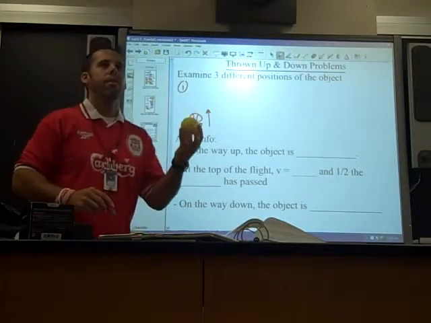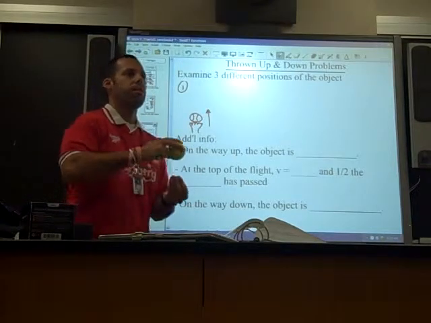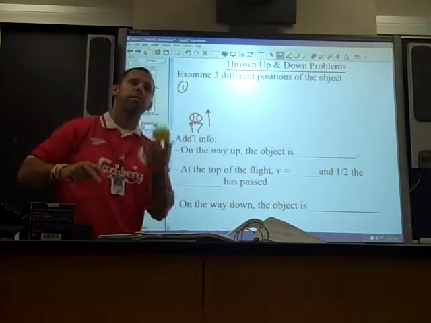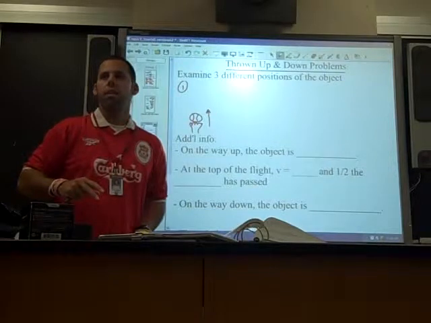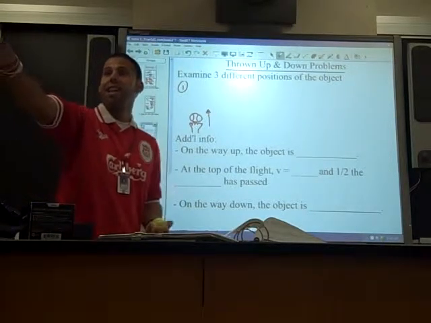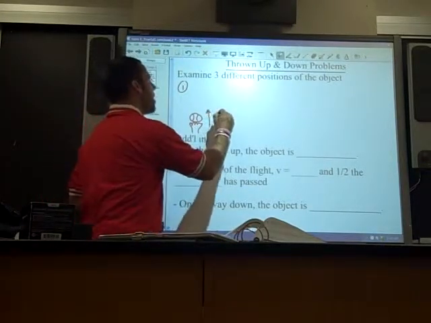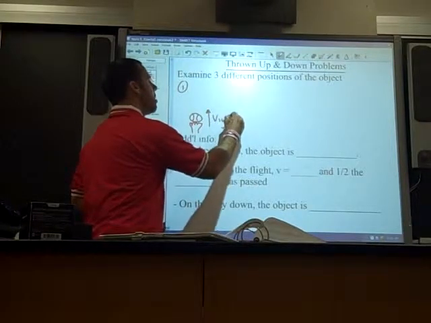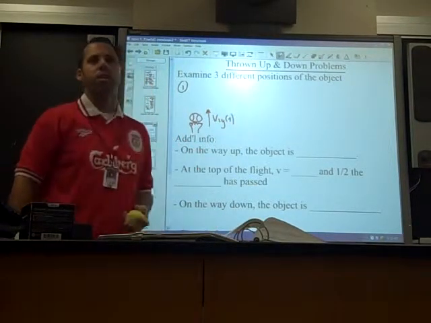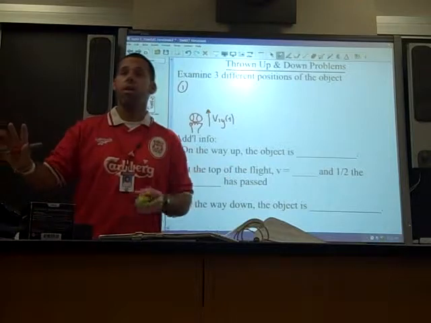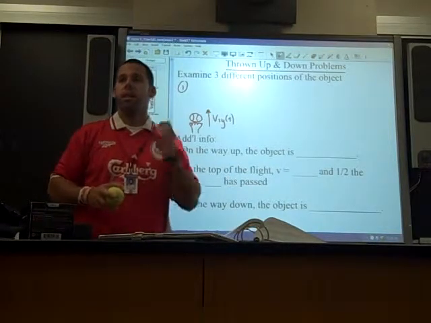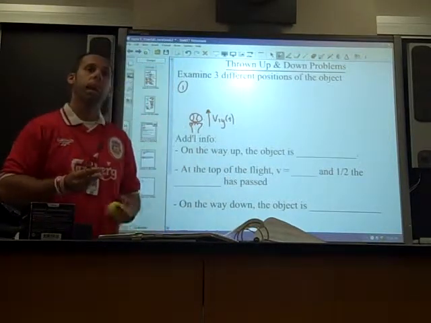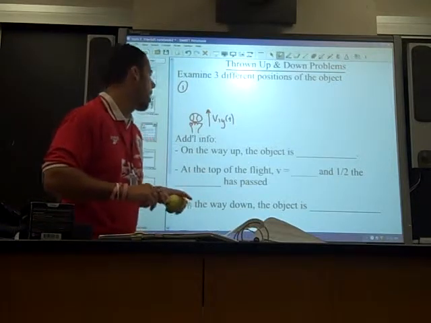What's going up in terms of our variables here? What's going up if I throw something up? The velocity, yes, thank you. So my V initial in the Y is positive. This is new, because our V initial was always 0 when we did our free fall problems, right? So this is new, it's not going to be 0 now.